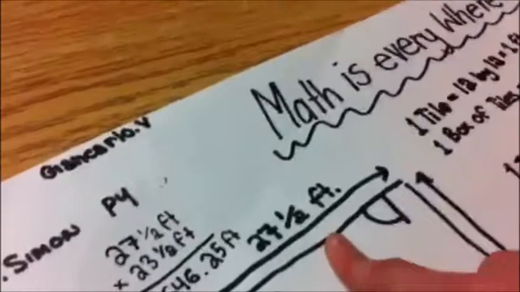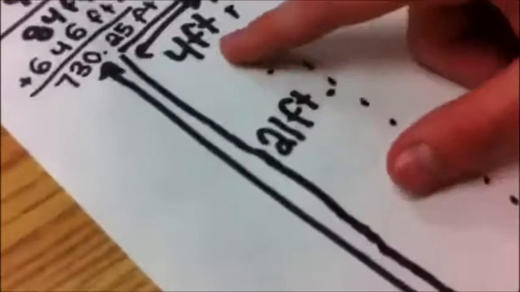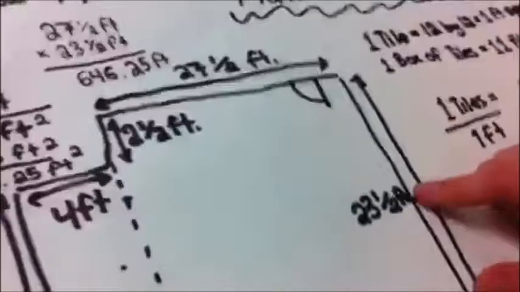Life Math, and I'm John Carlo, and we're doing measurement, and I'm going to figure out the surface area of St. Simon Portable 4. So on this wall, it's 27.5 feet. On this wall, it's 21.5 feet. This wall is 4 feet. This wall is 21 feet. This wall is 32.5 feet. And this wall is 23.5 feet.